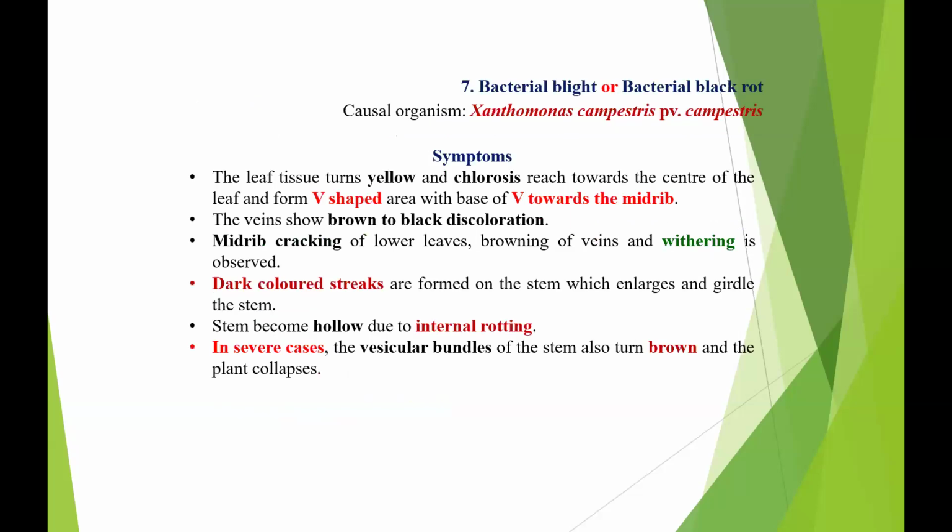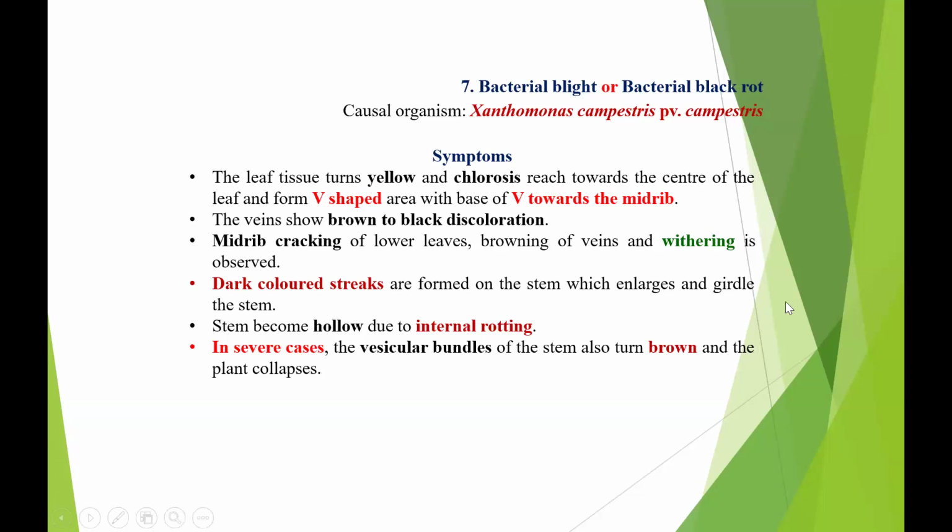Bacterial blight or bacterial black rot is caused by Xanthomonas campestris pathovar campestris. Symptoms are yellow and chlorotic spots, which form a V-shaped area with the base of the V towards the midrib. The vein shows brown to black discoloration. Midrib cracking can be seen, along with browning of veins, withering, and dark colored streaks.